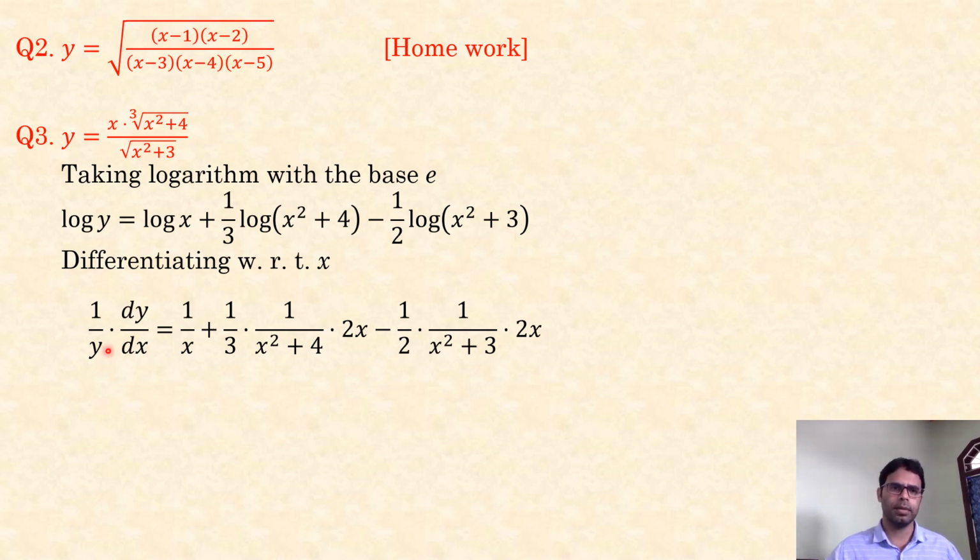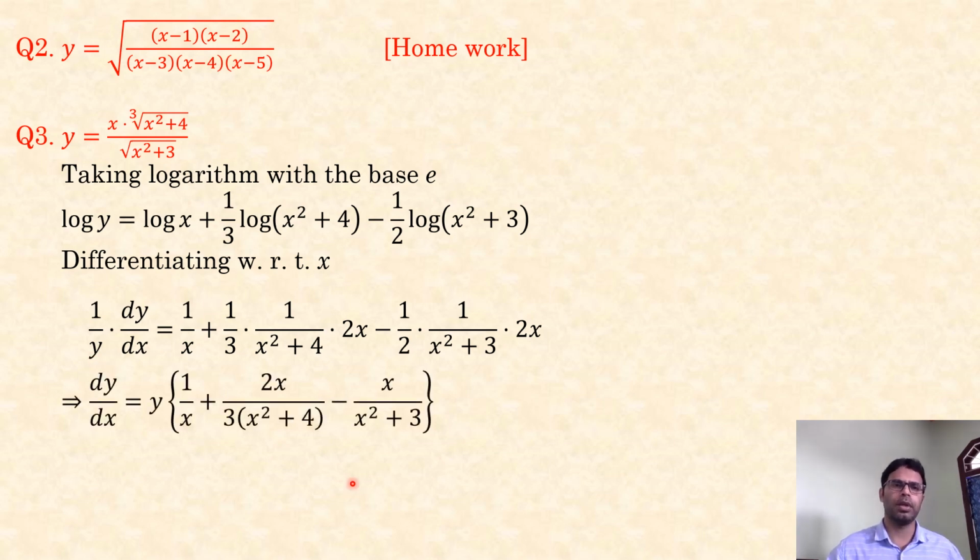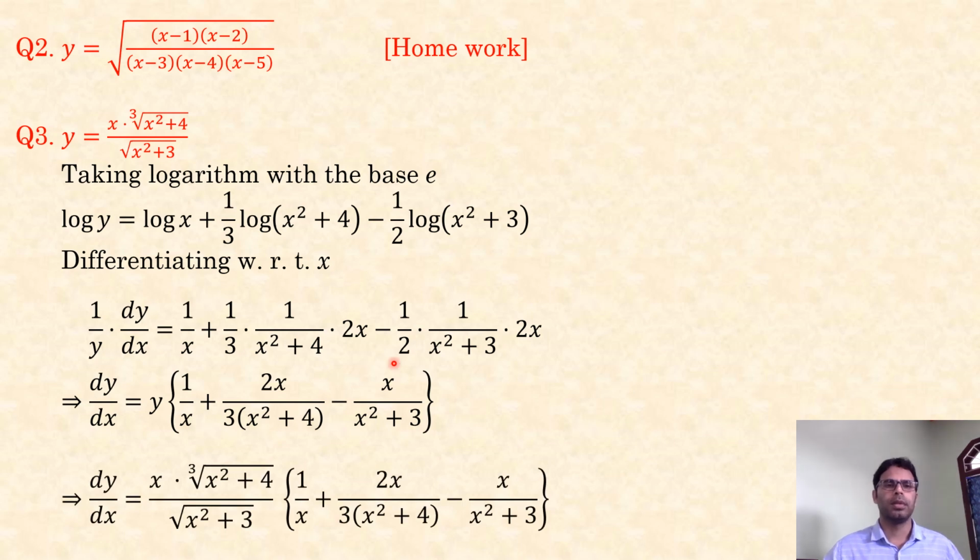Take this y on the right-hand side as a cross product. So dy dx is equal to y whole into 1 by x plus 2x by 3 into (x square plus 4), minus, here the 2 cancels, so x by (x square plus 3). Just replace the value of y by this one. So dy dx is equal to this value of y, and the rest of the terms are as they are. So that is the solution of the problem.